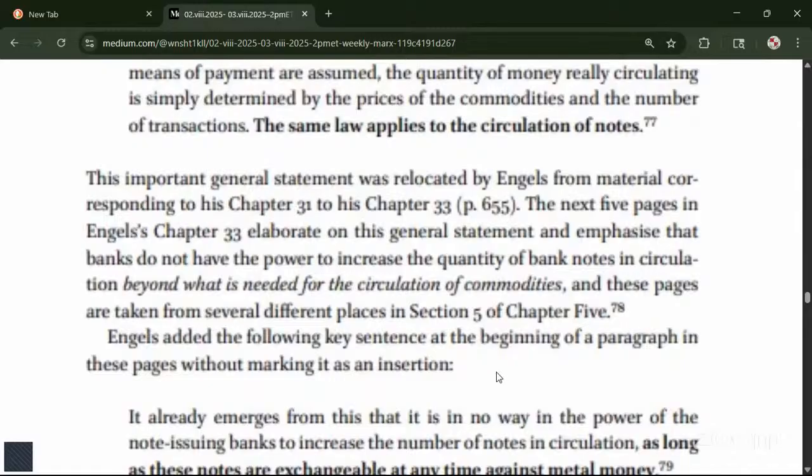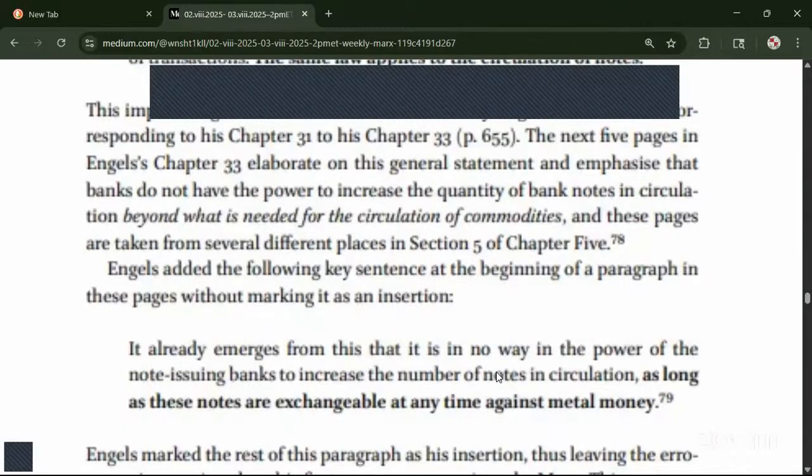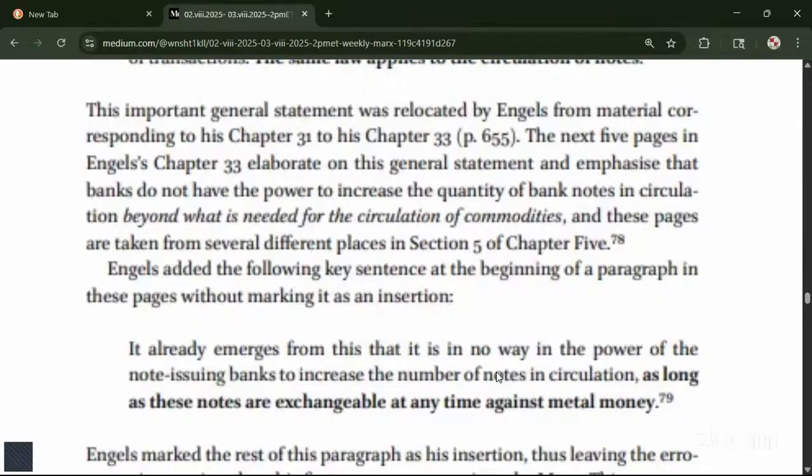Footnote 78. Engels added the following key sentence at the beginning of a paragraph in these pages without marking it as an insertion. Quote, "It already emerges from this that it is in no way in the power of the note-issuing banks to increase the number of notes in circulation as long as these notes are exchangeable at any time against metal money." Footnote 79. Close quote.